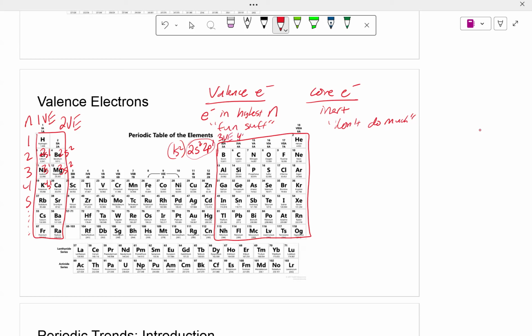And then these would have four and five and six and seven, finally eight for all of these elements except helium. Helium again is a weird guy. Helium can only have two valence electrons because it's so small. But all these other ones here, all of those have eight valence electrons.